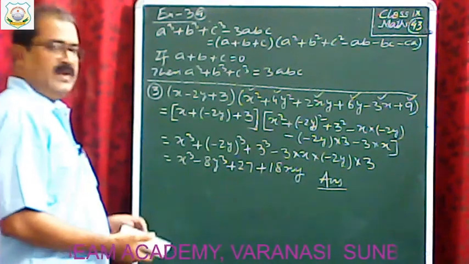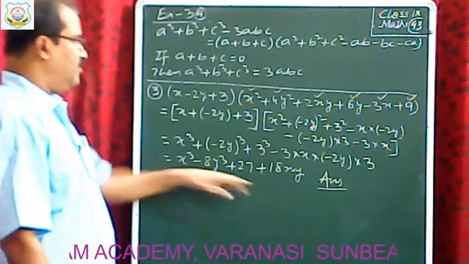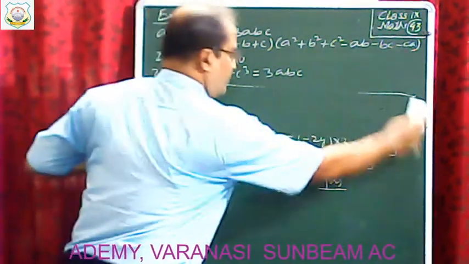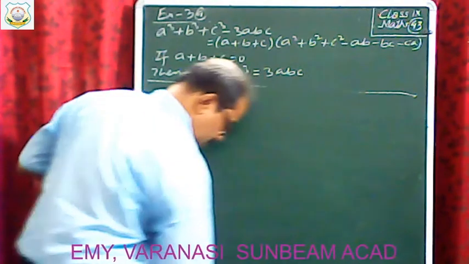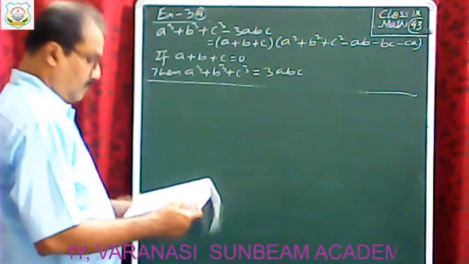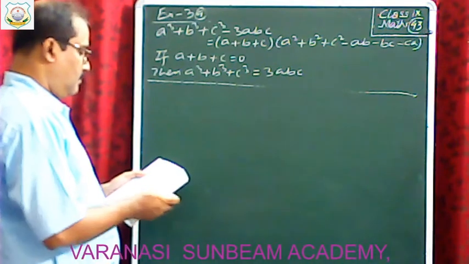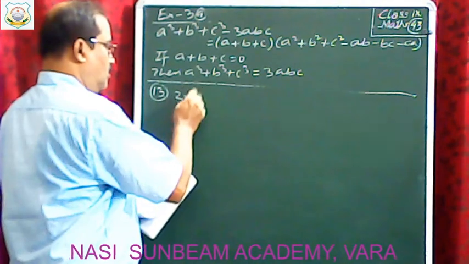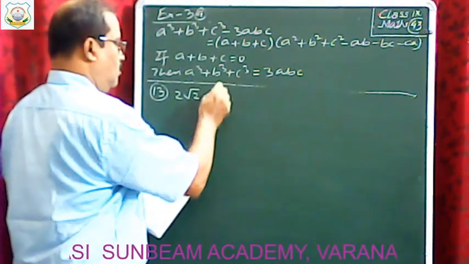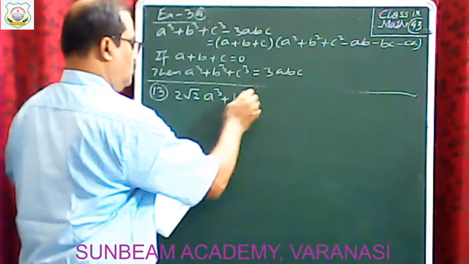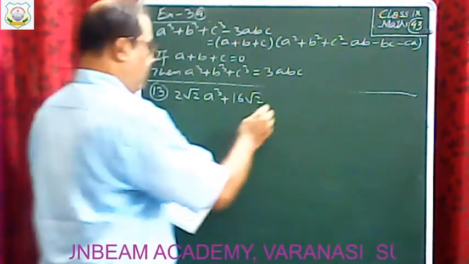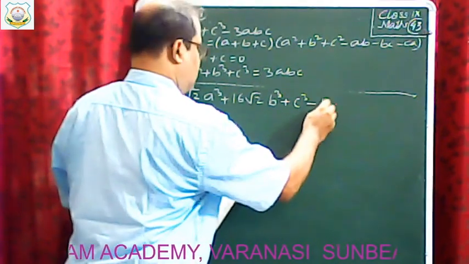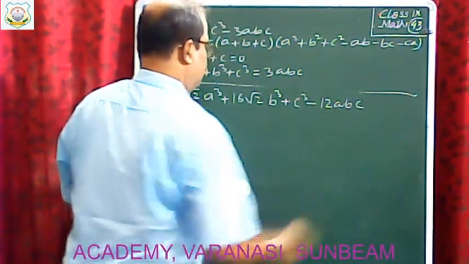Now thereafter you have to factorize. Then what happens? The polynomial will be given and you have to factorize it, the reverse problem. Let's see. 2 root 2 a cube plus 16 root 2 b cube plus c cube minus 12abc.